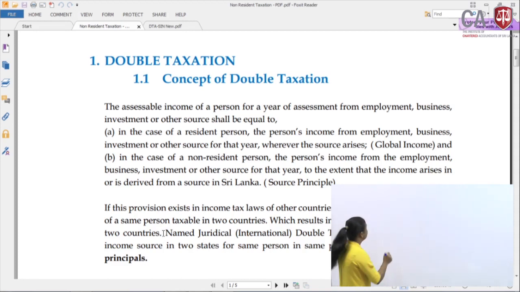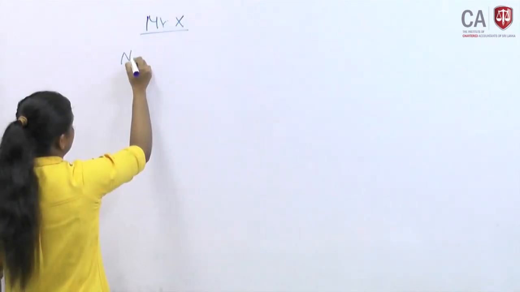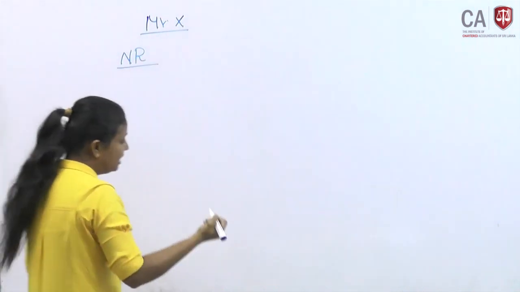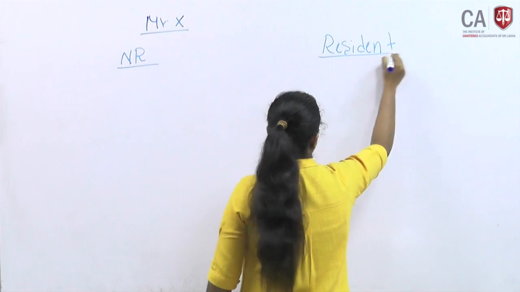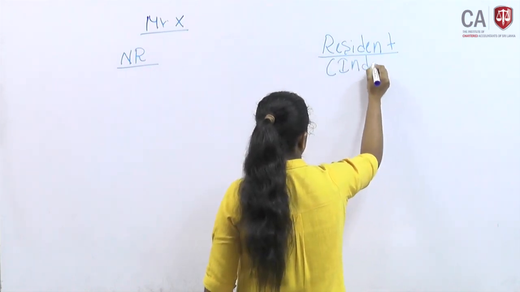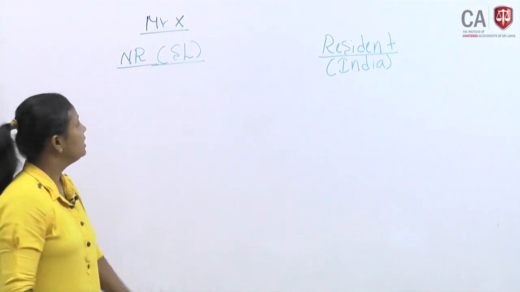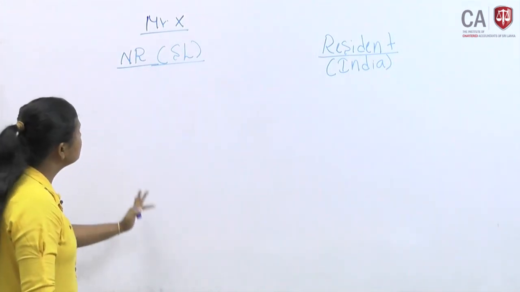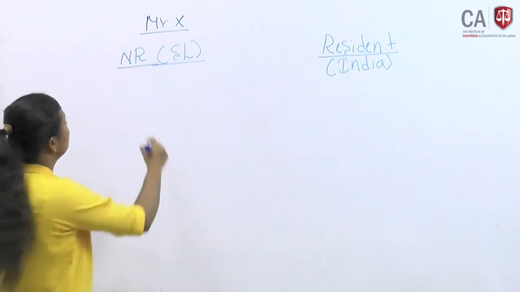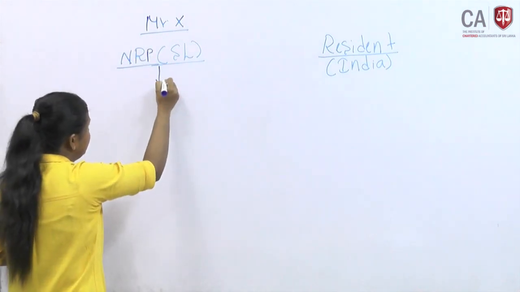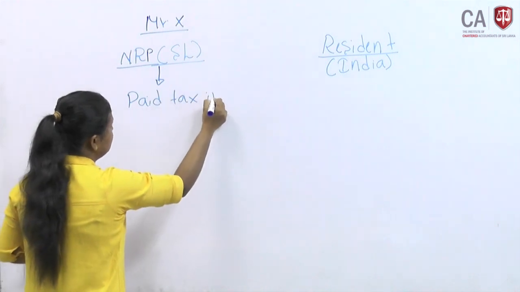It happens like this. Now, think of Mr. X. Mr. X is a non-resident in our country, and he is resident in his country. We will take India and Sri Lanka. Clear? Now, according to our Act, for any income arising in or derived in Sri Lanka by a non-resident individual, he has to pay tax in Sri Lanka. So he paid tax in Sri Lanka.